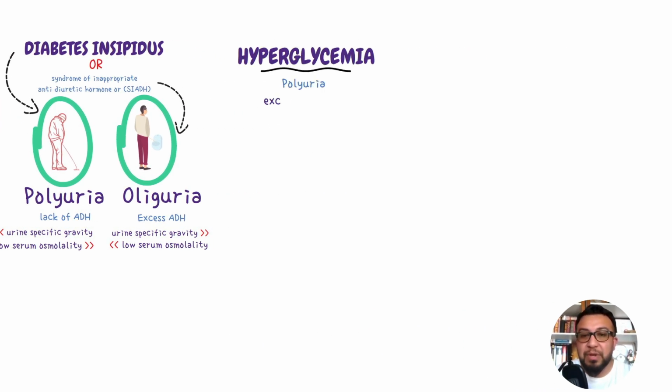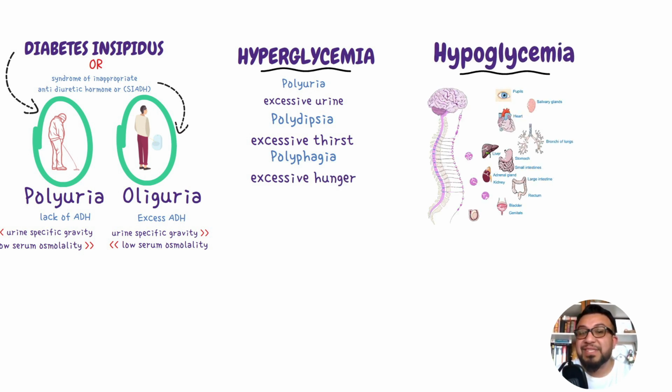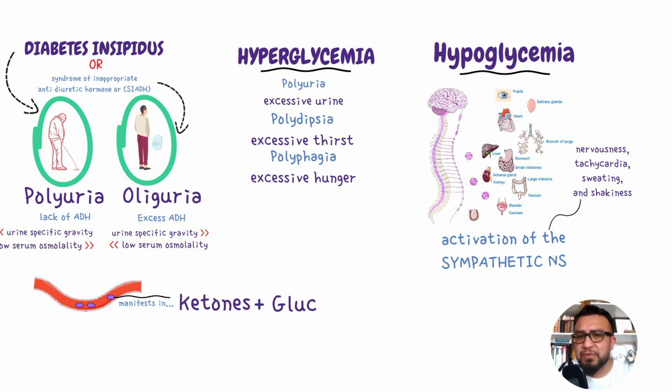Hyperglycemia causes polyuria, polydipsia, and polyphagia. Hypoglycemia manifestations are brought upon by activation of the sympathetic nervous system, which includes nervousness, tachycardia, sweating, and shakiness. And high serum glucose levels will eventually manifest with the development of ketones, and both of those damage the nerves and the blood vessels, and this leads to neuropathy and poor circulation in the diabetic patient.